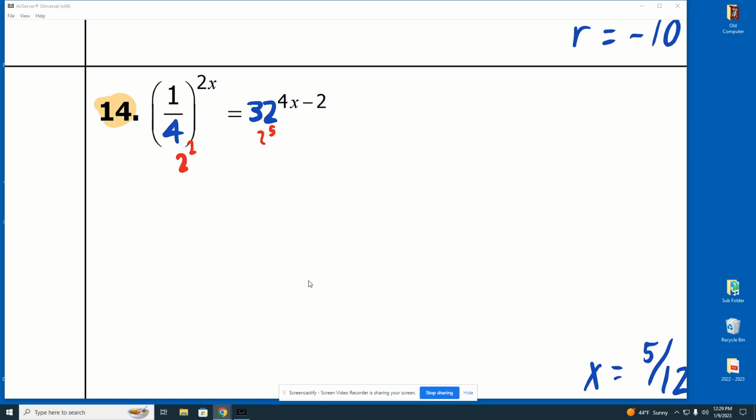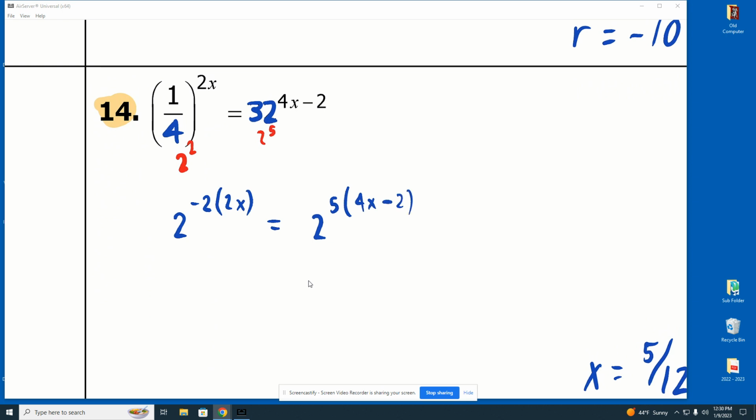So here we go, okay? Because on the left side, that 2 squared is in the denominator, what did I show you Friday you do when you have that fraction? You use a negative exponent. So I'm going to move that 2 up top using negative 2 as my exponent. Now remember, there was already a 2x up there, so let's leave it. And then on the right side, I changed that 32 to 2 to the 5th. There was already a 4x minus 2 up there, so I leave it.